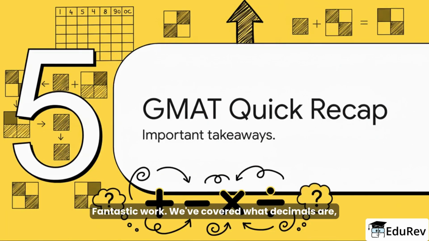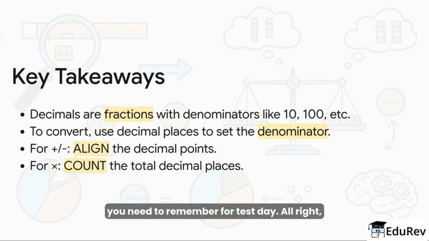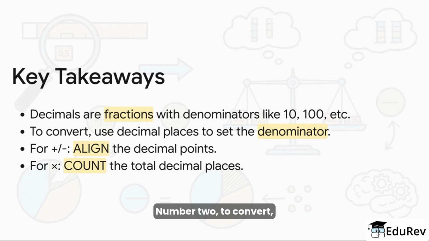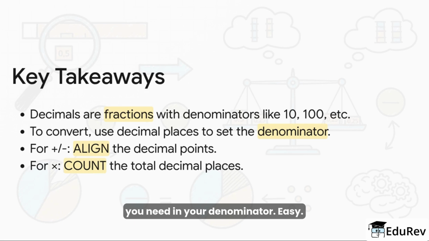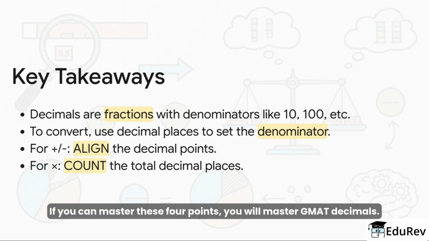Fantastic work! We've covered what decimals are, how to convert them, and how to work with them. Before we wrap this up, let's do a super fast recap of the most important things you need to remember for test day. All right, here are the absolute must-knows for your GMAT prep. Number 1, decimals are just fractions in disguise, fractions over a power of 10. Number 2, to convert, the number of decimal places tells you exactly how many zeros you need in your denominator. Easy. Number 3, and this is huge, for addition and subtraction, you align the decimals. And number 4, for multiplication, you count the total decimal places. If you can master these 4 points, you will master GMAT decimals.